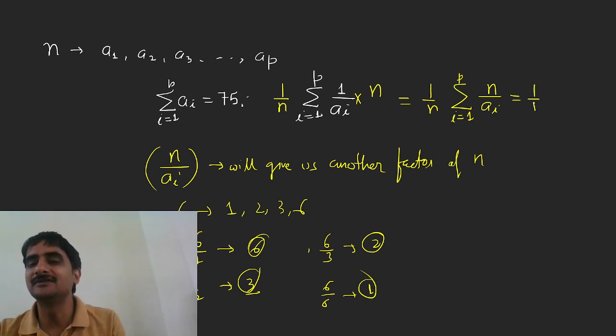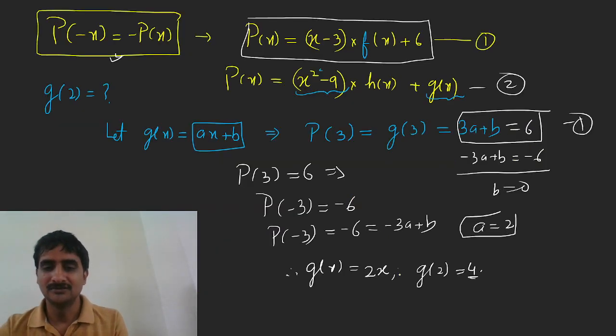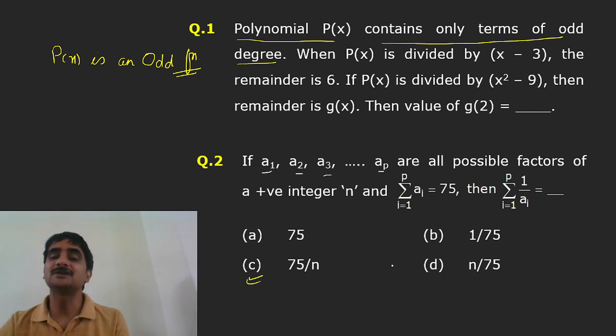So this is nothing but the same as the summation of ai, the sum of all the factors. So answer is 75 by n according to me. So that's the option here. C option is the correct answer here.